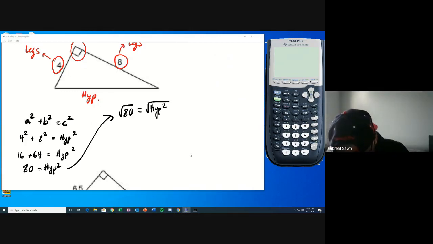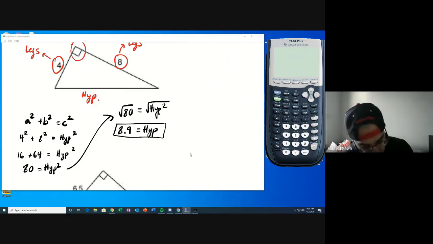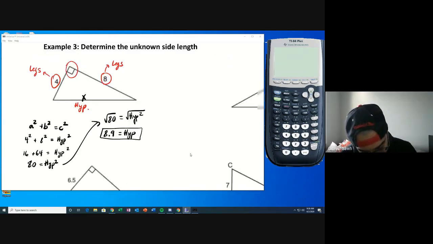Okay, so the square root of 80 is approximately 8.9. I'm rounding this to the nearest tenth, and that's going to be equal to our hypotenuse. If you wanted to make this a little easier on yourself, you could just give that hypotenuse a letter. You could call it x if you wanted, and throughout your solution, you could use x instead of the word hypotenuse. Okay, and I'll leave the other ones for you.